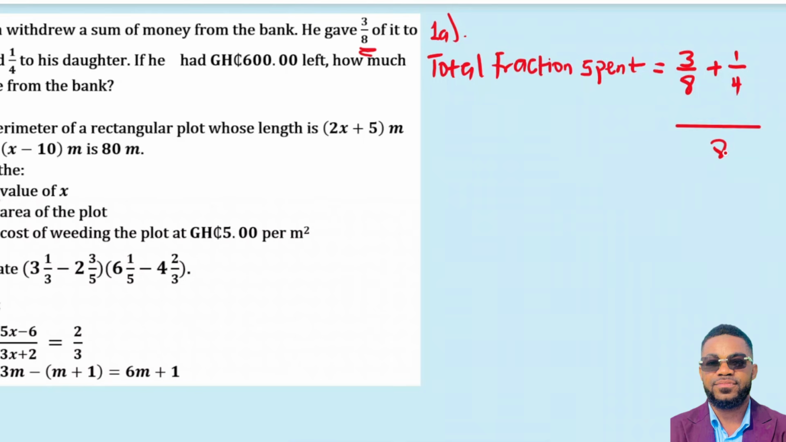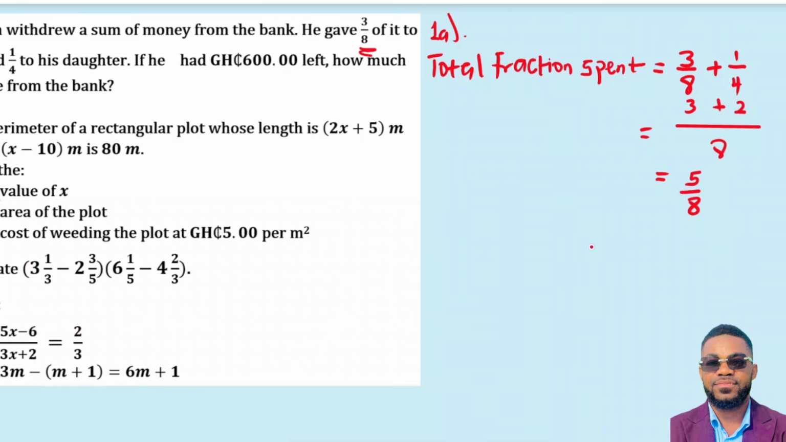Now, 8 goes into 8 one time, and times 3, we're going to get 3 here, plus 4 goes into 8 two times, 2 times 1 is going to be 2. So we're going to get 5/8. So that's the total fraction spent on the son and also the daughter.